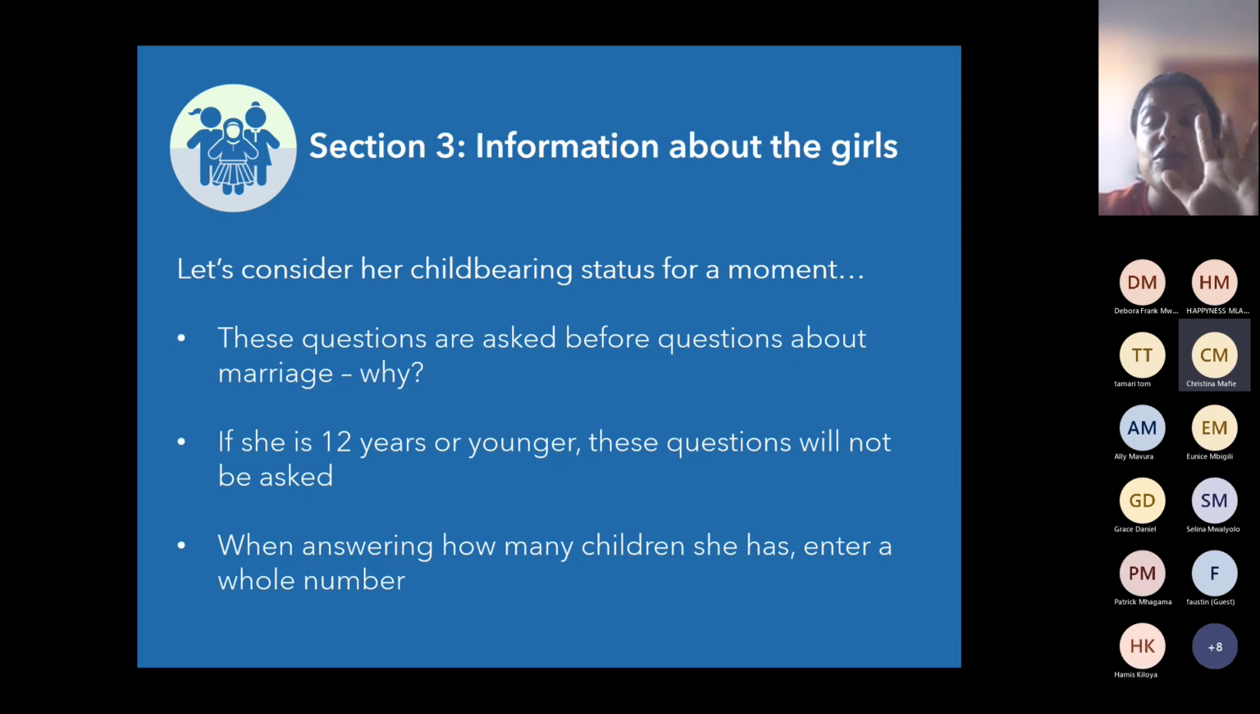And we have especially adjusted in contexts where you're going to miss a lot of girls who have children or a lot of girls who are married if you don't ask that question to girls 12 years or younger.